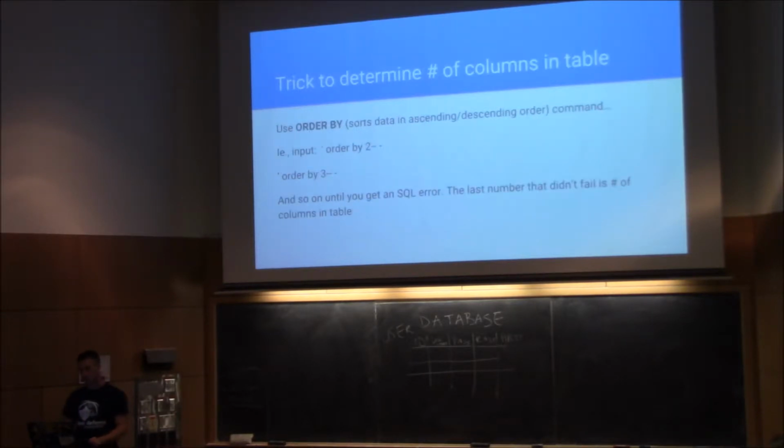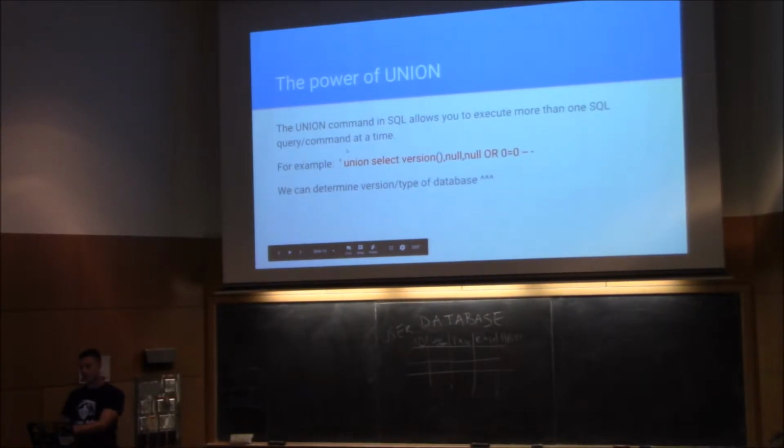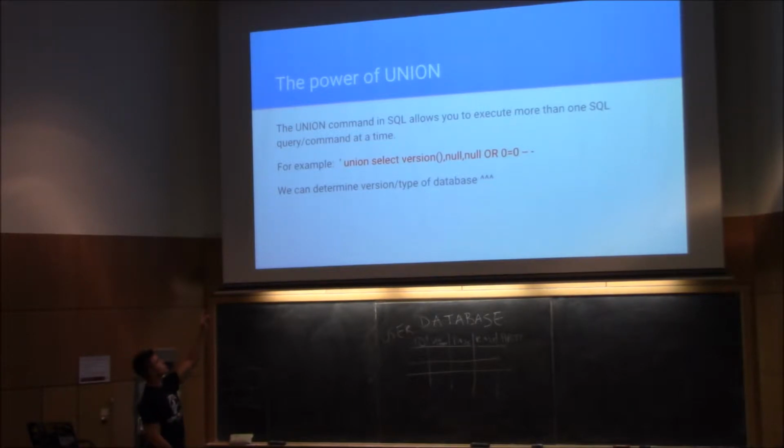And so the way we can do that is by using this order by command to determine the number of columns, and then let's say this query needed 3 columns. We can use null as fillers to get the information we want. So what we're doing is saying union, which basically is a command that allows you to group or batch SQL commands together. And so we're saying union select the version and then 2 nulls. And so what that allows us to do is determine what type of database it is and what version.